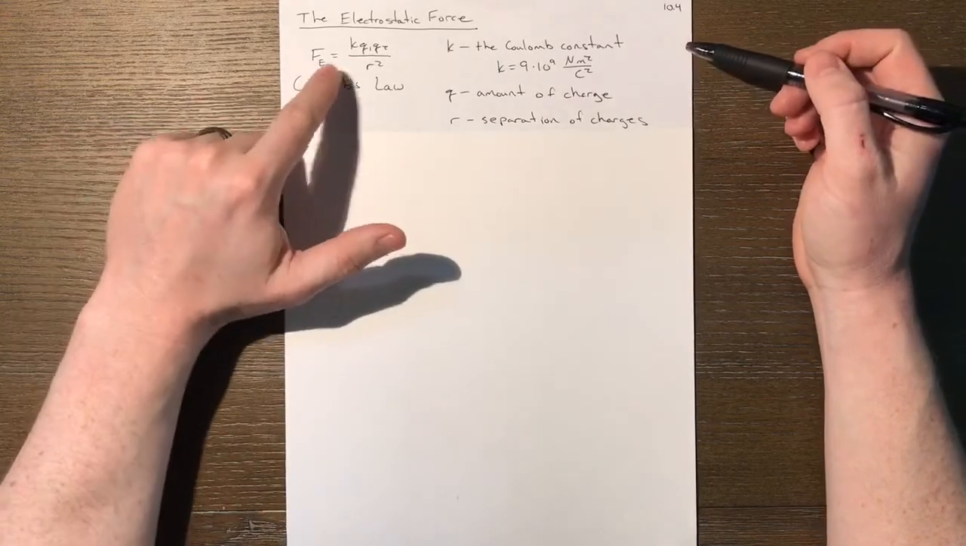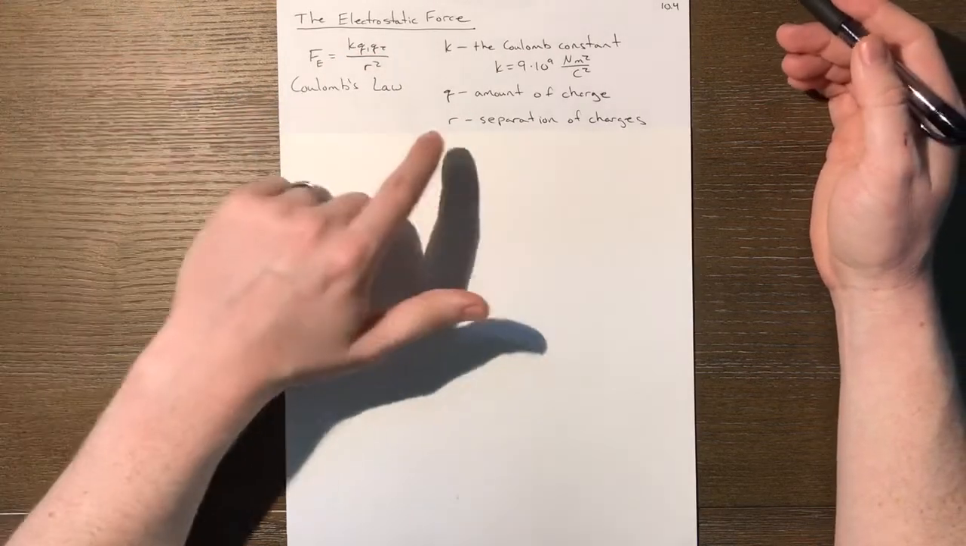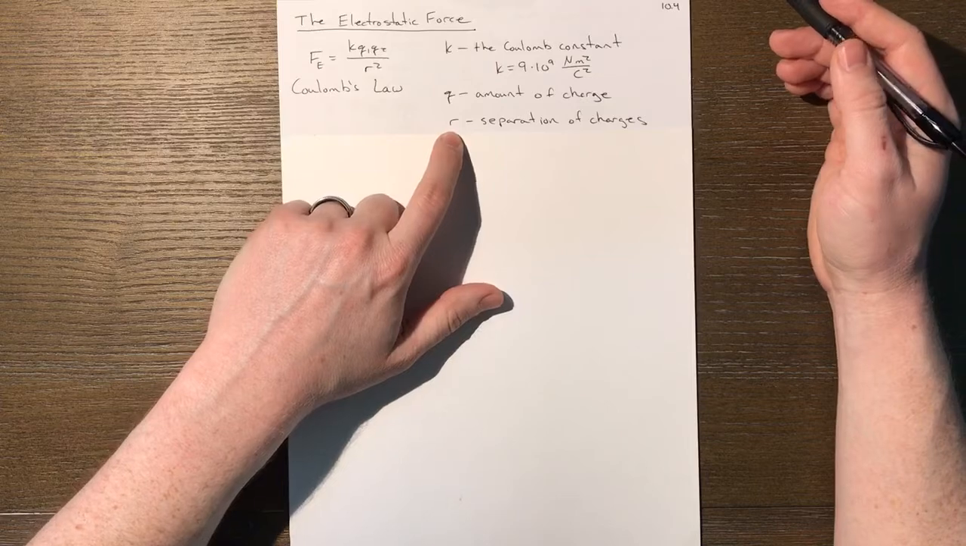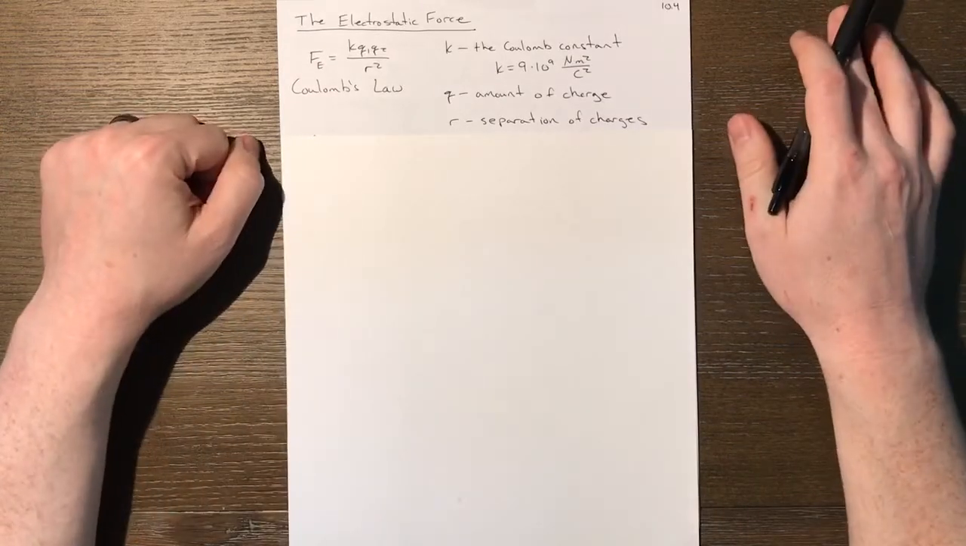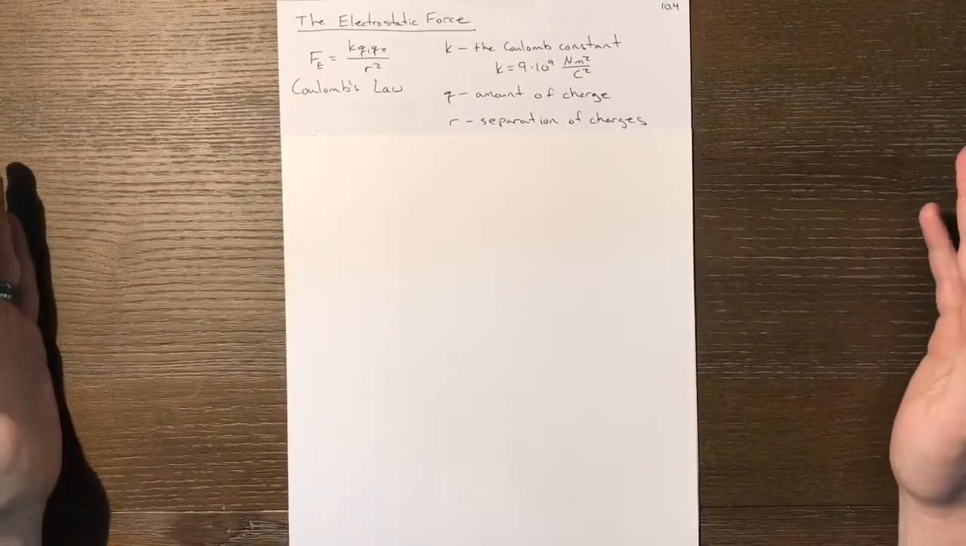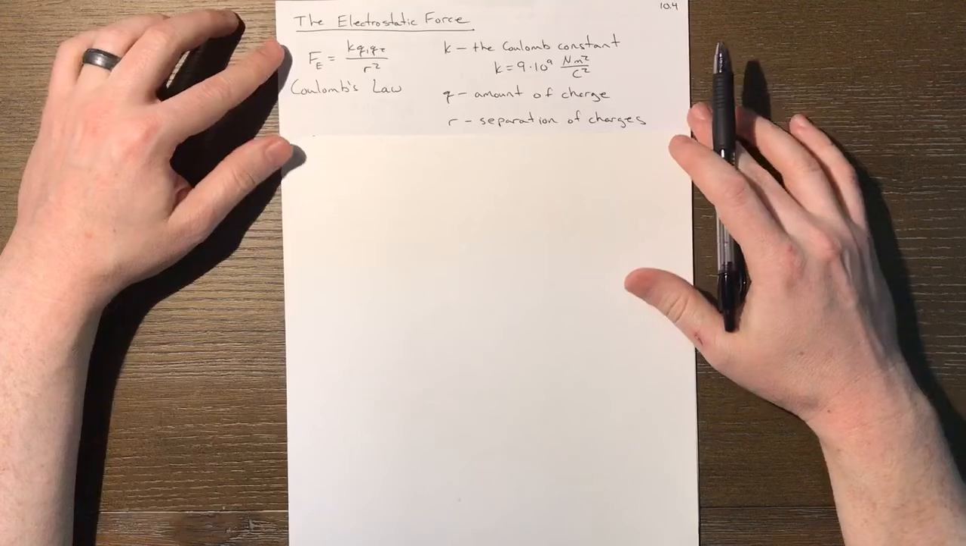So if we look at this equation, you have bigger charges, of course you're going to have a bigger force. You have a small separation. When they're really close together, you have a stronger force. If they're really far apart, we divide by that R squared, the force isn't as strong.